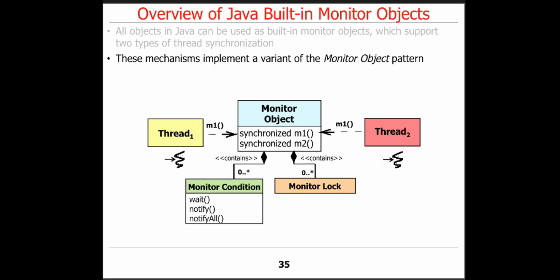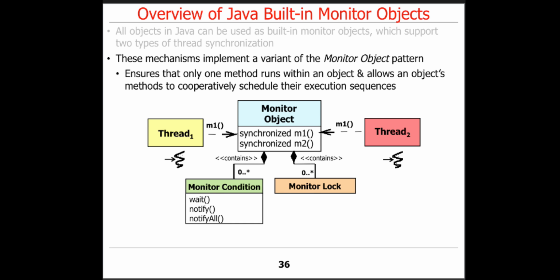These mechanisms implement something called the monitor object pattern. And we're going to talk more about this pattern later. You can download the PDF of an earlier version. This is actually from the POSA 2 book, but you can download an earlier version of the pattern here. And the intent of this pattern is to ensure only one method runs within an object, and the pattern allows the object's methods to cooperatively schedule their execution sequences. That's what the pattern does.